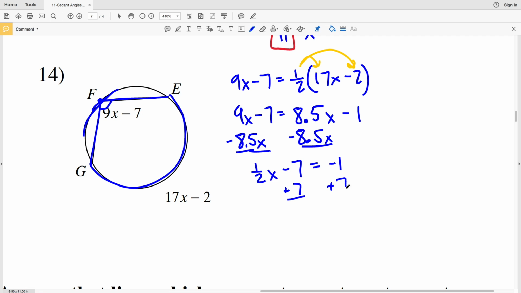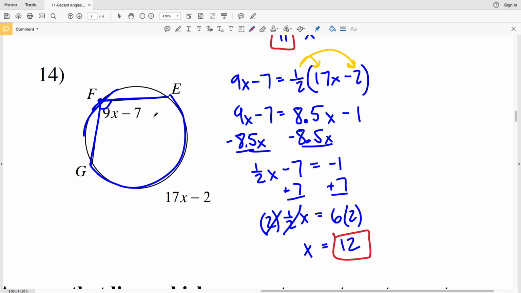Now I'll add 7 to both sides to get that 1/2 x is equal to -1 plus 7, which is a positive 6. My last step will be to multiply both sides by 2. 2 will cancel out the 1/2 since 2 times 1/2 is 1, and 1 times x is x, and then 6 times 2 is equal to 12. So 12 is x in number 14.